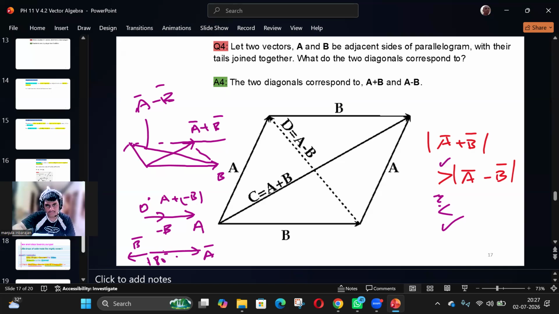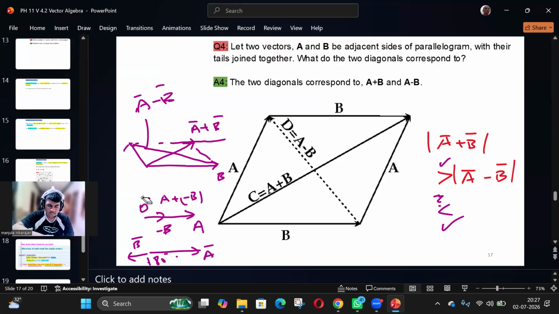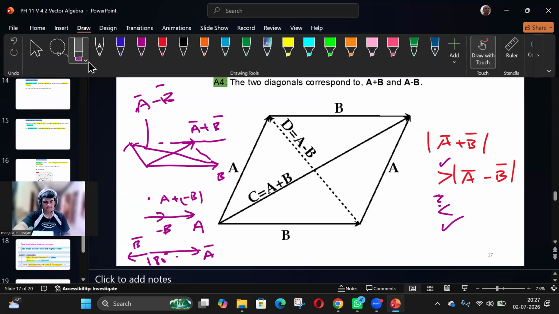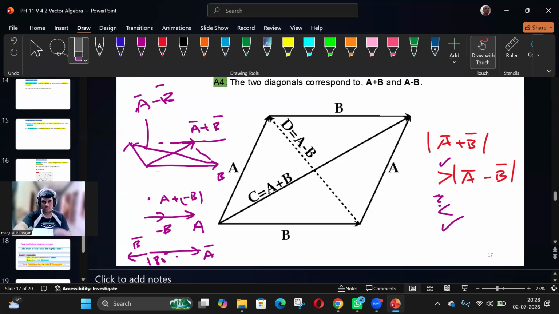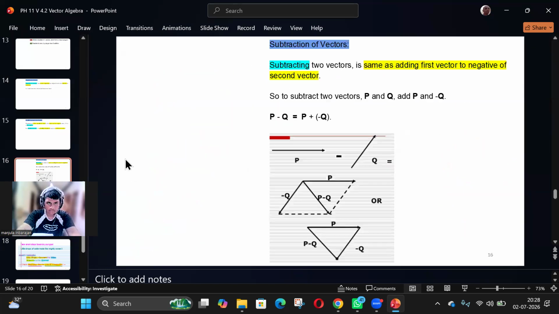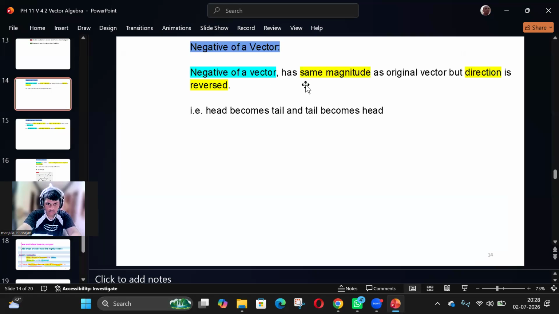The first one, I made a mistake. The first one, I should not mention the angle here. I should just mention the angle here, which is 180 degrees, which is same as this one. So when it's 180, the difference will be more compared to the sum. The negative of a vector is just the vector with its direction reversed.